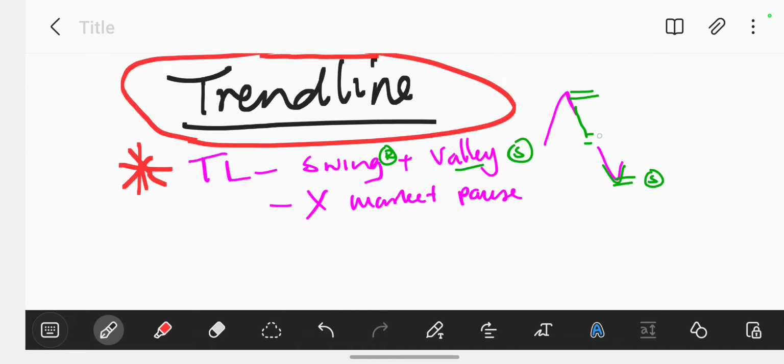Remember, if you're going down and we have a pause, that's an area of resistance. Or if you're going up and have a pause, that's an area of support. So all of them, all three of them, this and this and this. They are areas of resistance and support, and we can use them to trade.